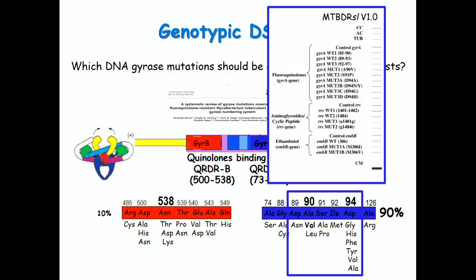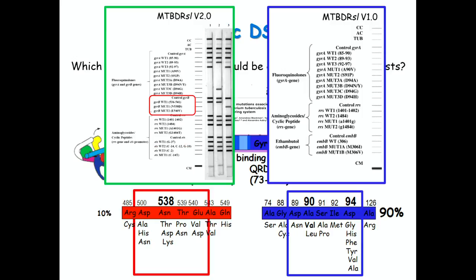The MTBDRsl test has 2 versions. The first version only detects mutations in the gyrA subunit in this area, whereas the second version also detects mutations in the gyrB subunit.